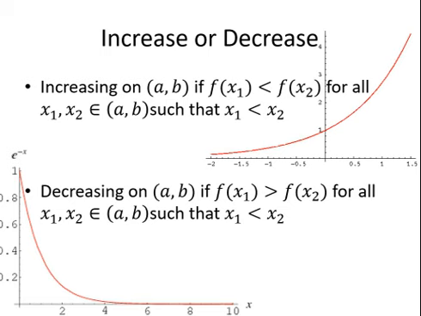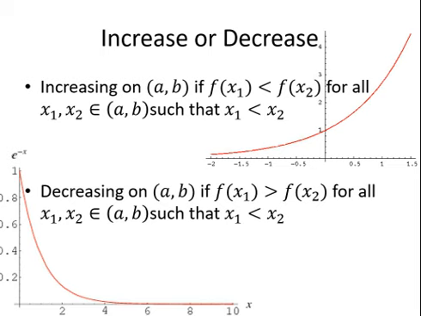Increasing and decreasing. So when a function is increasing from A to B, that's what this is starting off saying. It's saying increasing on interval AB if f of x1 is less than f of x2 for all x1, x2 that are elements of AB, such that x1 is less than x2. Basically what this is saying is that over a given interval, if you pick two x values within that interval, the smaller x value should have the smaller y value, and the larger x value should have the larger y value. That means it's increasing. It makes more sense if you just think about it.